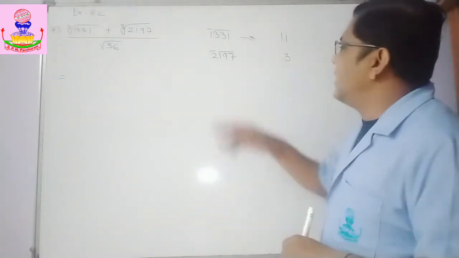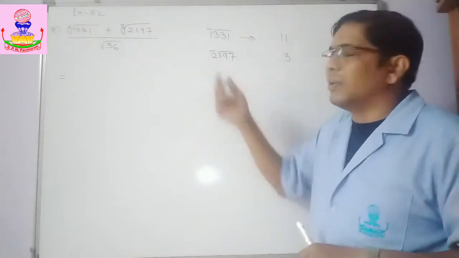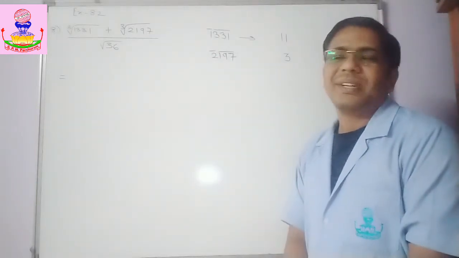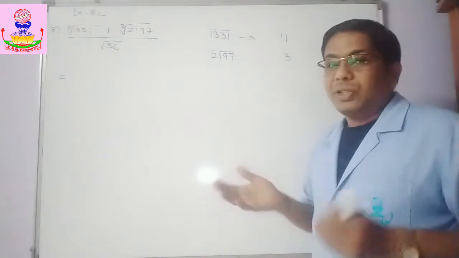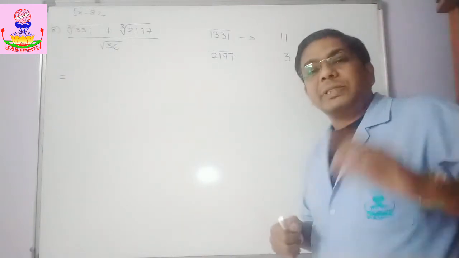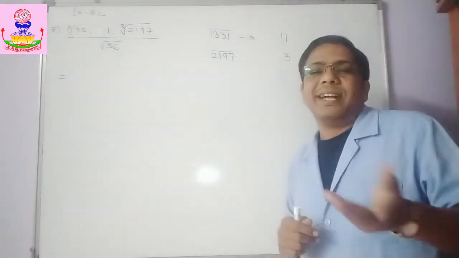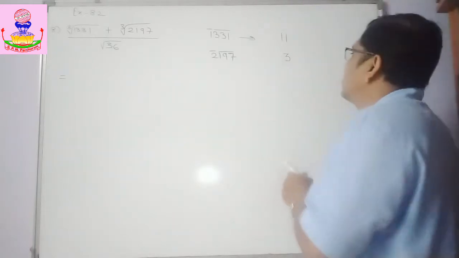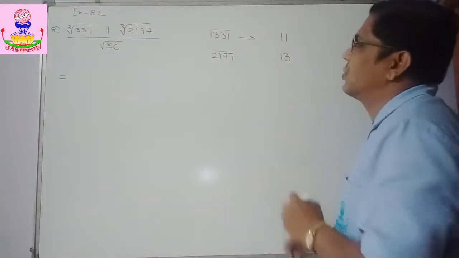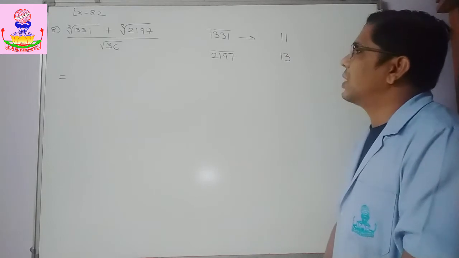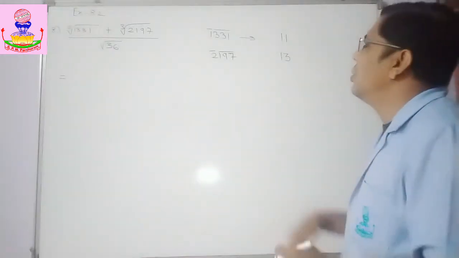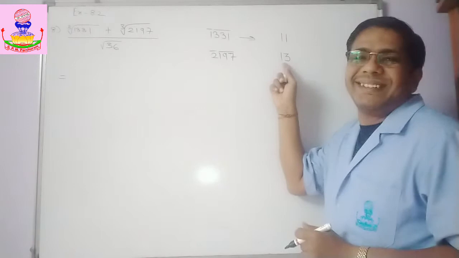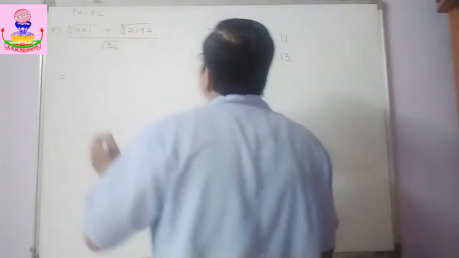Okay. Now see the next group, 2. So now 2 is not a perfect cube. So subtract the nearest cube from it, which is 1 cube. So whose cube are we going to subtract? 1's cube we are going to subtract. Okay. And so what do I get? 13.